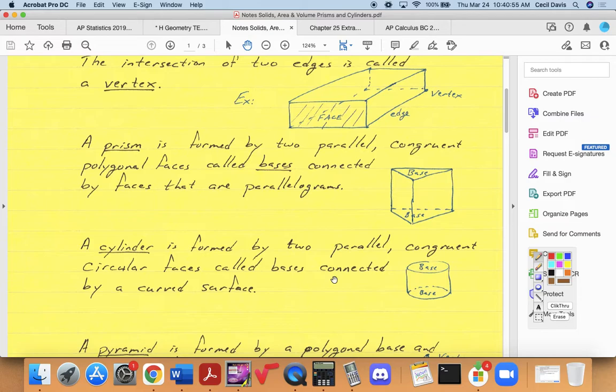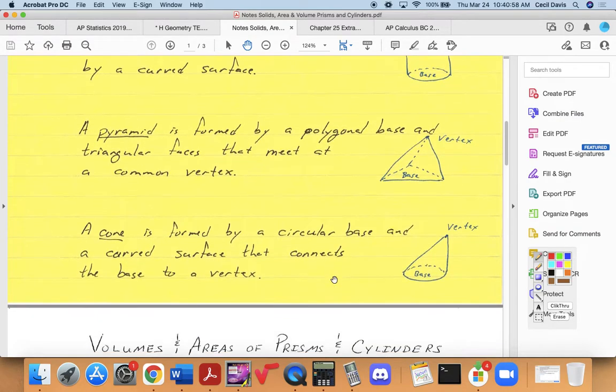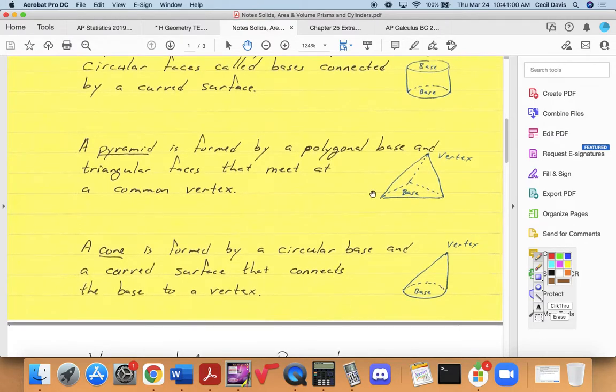Now, to your point, a pyramid is formed by a polygonal base, and it can be any polygon, and then triangular faces that meet at a common vertex. Typically, when you think of pyramids, you think of one that has what kind of a base? A square, right? The Mayan pyramids, the Egyptian pyramids, those have square bases. Those are the kinds you're most familiar with. But you can have a hexagon for a base. Heck, you could have a trapezoid for a base, although that's kind of weird.